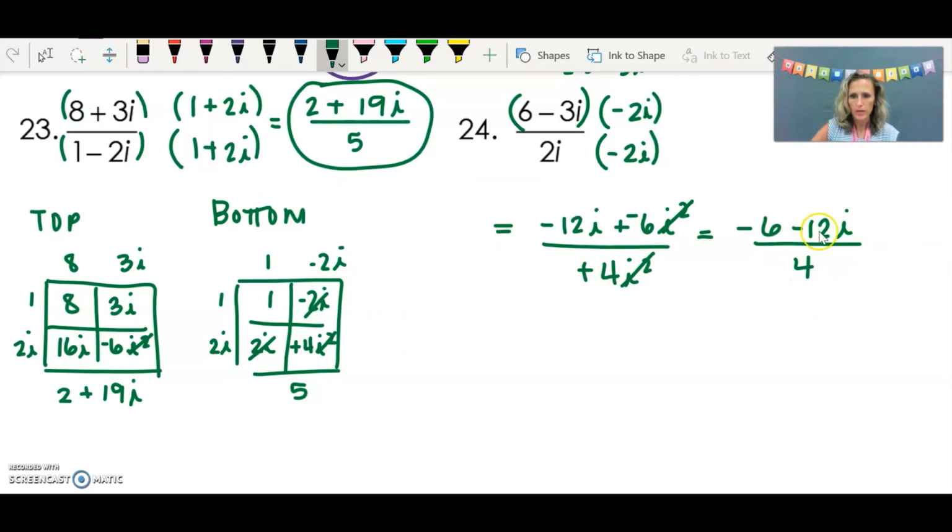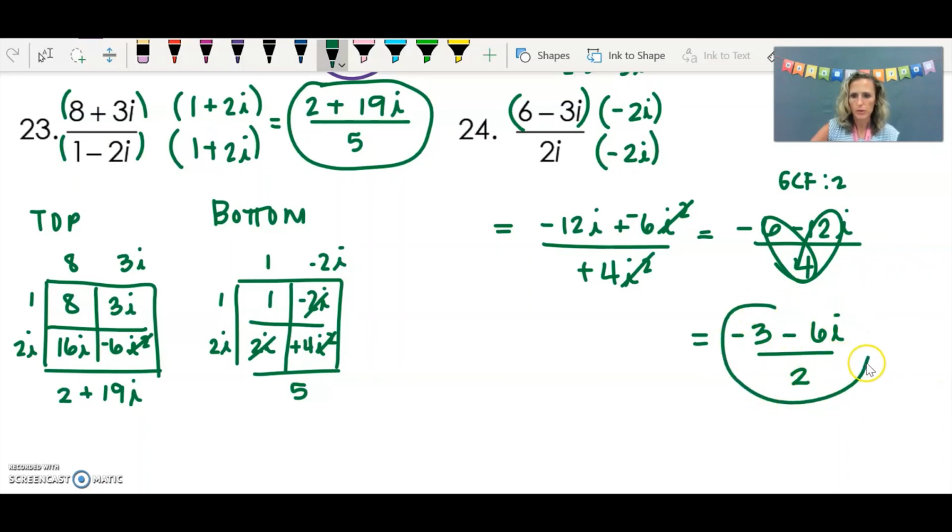And then lastly, we have a common factor of 2 amongst all of these. So I'm going to simplify this with my GCF of 2. So negative 6 divided by 2 is negative 3. Negative 12 divided by 2 is negative 6, and then you've got your i. And 4 divided by 2 is 2. Notice you could still divide these, but it's not legal to continue simplifying because they don't all three share a common factor. So this is the simplest form.